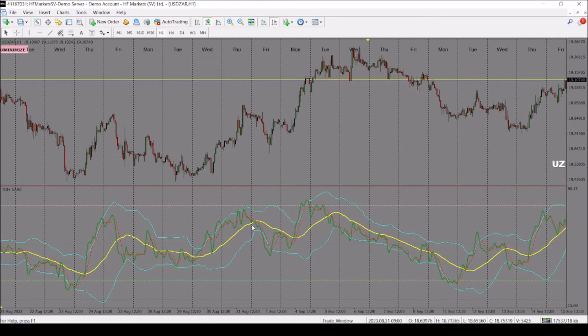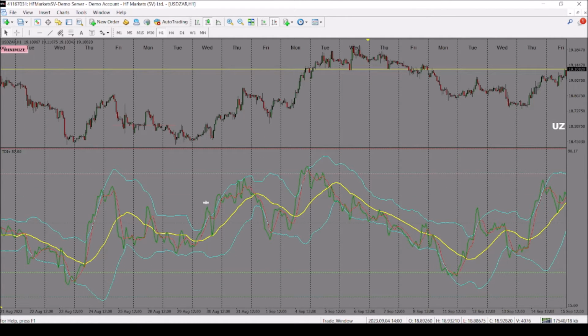Firstly, the TDI, or the Traders Dynamic Index, which is this one on the bottom part of my chart, is basically an indicator that reads market sentiment and volatility at the same time. There are blue bands, which we call volatility bands, the green line, which is the RSI line, the yellow, which is the moving 50, and then the red, which is the signal line.